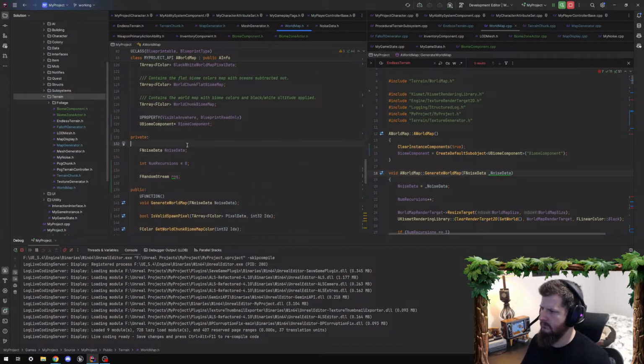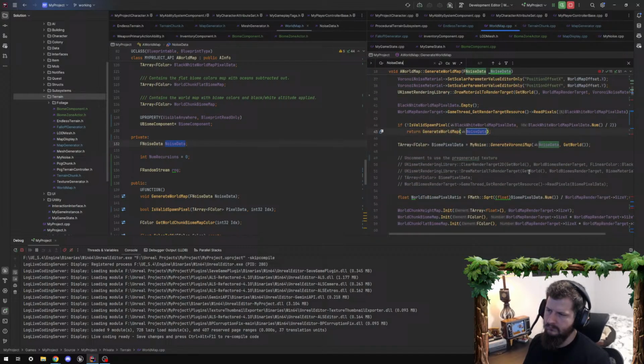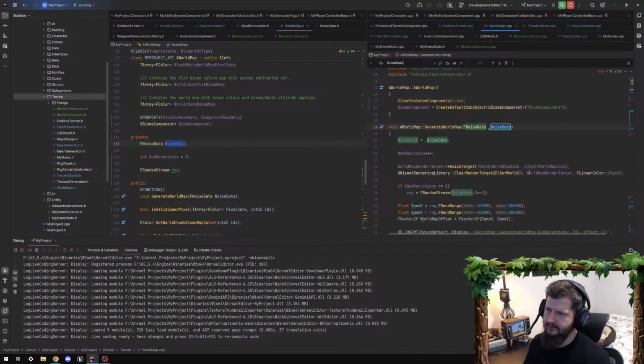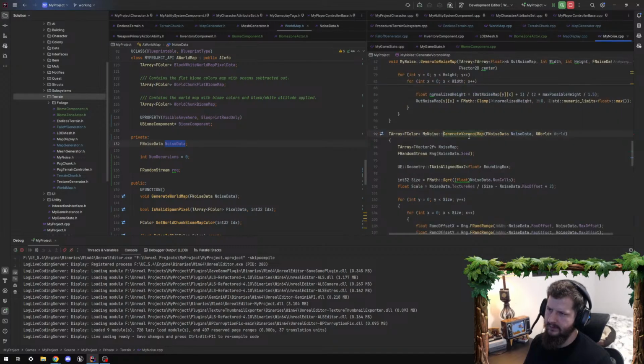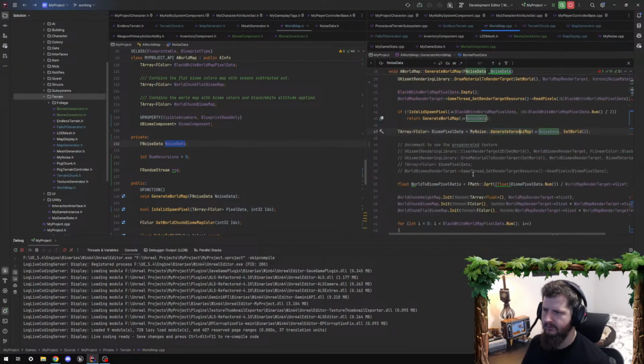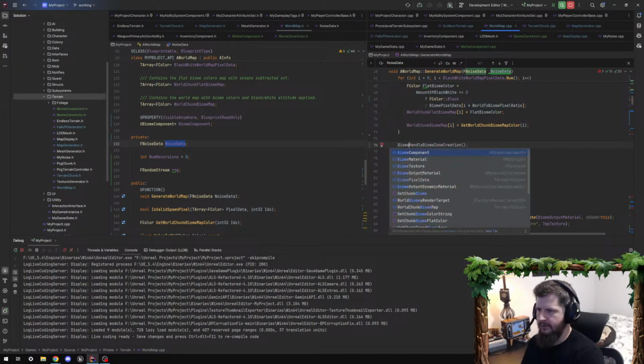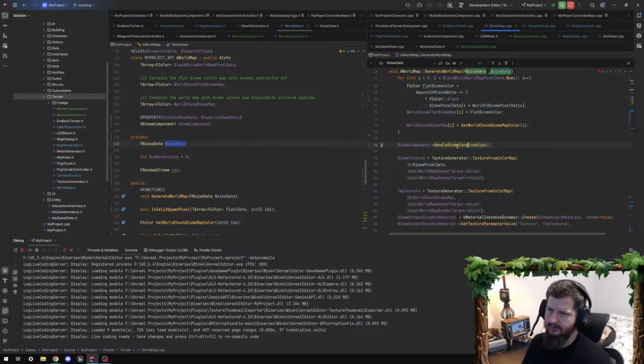Or that. We need noise data, just for the seed, I suppose. I mean, for that, what do we need it in here for? Okay, we need it in there for quite a bit. Okay, so biome component, do that.